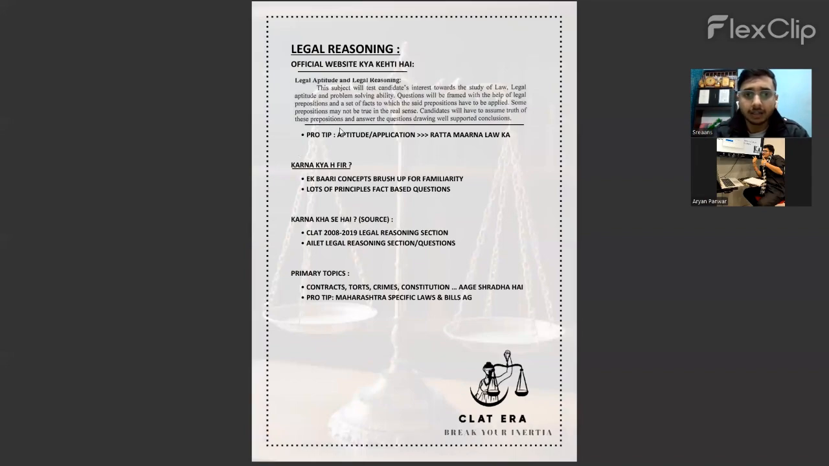So see, this is what the legal reasoning section consists of, and this is what the official website of MSET states, that it is designed to test your aptitude and problem solving ability. So please note this point, that aptitude and application will always play a bigger role than just rote learning, as it is clearly stated. It will not be like paragraph based questions जैसे क्लाट में होता है, but it will be principle and fact based questions, which will basically test your aptitude only.